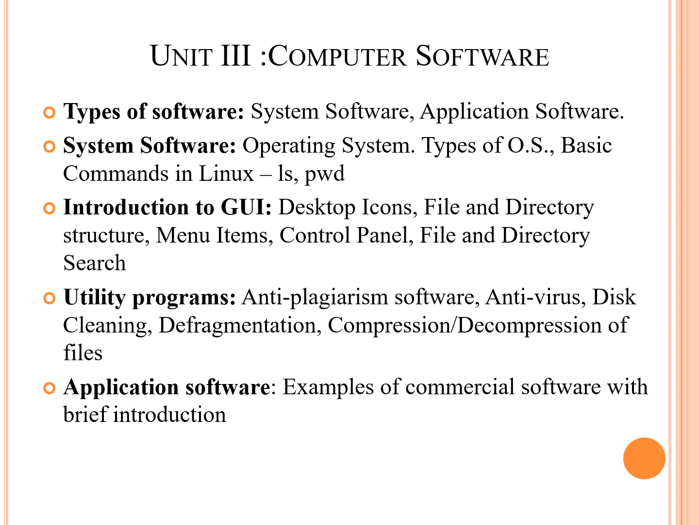Unit 3, that is computer software. Here we are going to learn the various types of software, that are system software, application software. In system software, we will learn operating system, types of operating system, basic commands in Linux like ls, pwd, cls, etc.